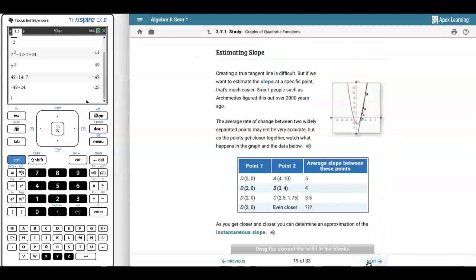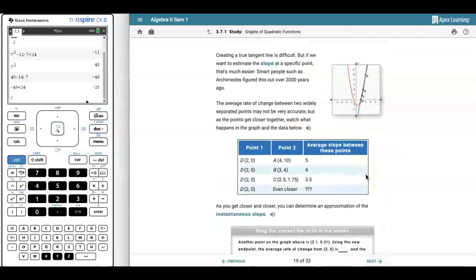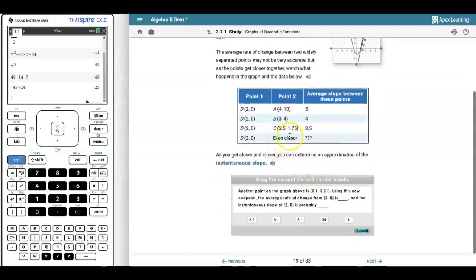All right, so then moving forward here, looking at the different slopes, what you're going to notice is that if we want to estimate specific points, as the points get closer together, it gets a lot more accurate. So if I'm looking at the point 2.0, that's my first point. If I'm looking very far away, the average slope might be 5. If I start to get closer, it's going to get more and more accurate. So this one's getting closer to 4, 3.5.